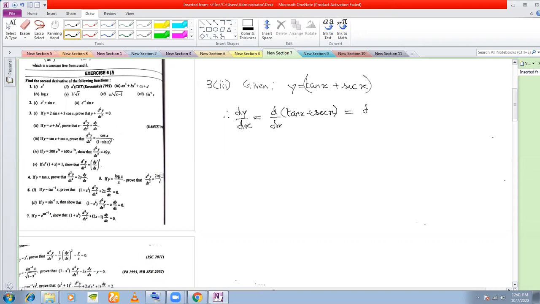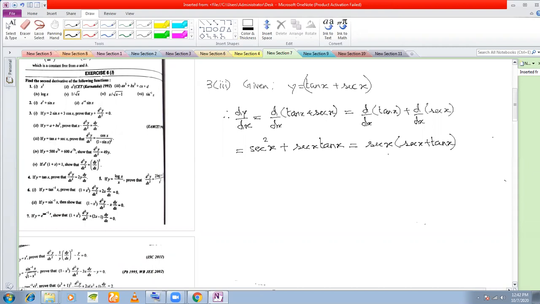is equal to d/dx tan x plus d/dx sec x. d/dx tan x is sec square x and d/dx sec x is sec x tan x. Okay, so from here you can take sec x common, you get sec x into (sec x plus tan x).